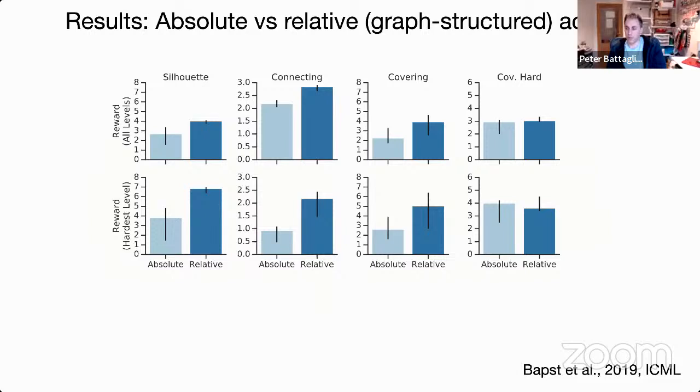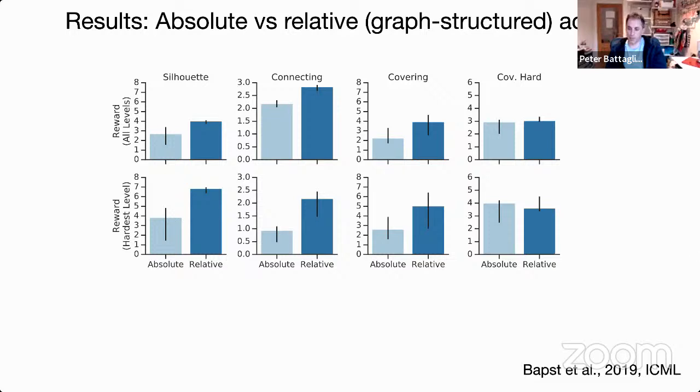Okay, so here's the general performance we were seeing. On the x-axis of each of these plots, each column corresponds to a different task. You can see the task label at the top. Let's just look at the bottom row, because the top is all the levels, even the easy ones. The bottom row is the hardest levels, by the metrics we use to determine which ones are hard. So you can see the relative performance.